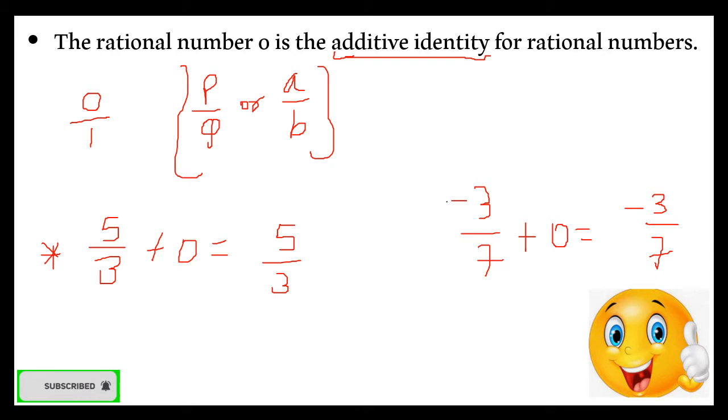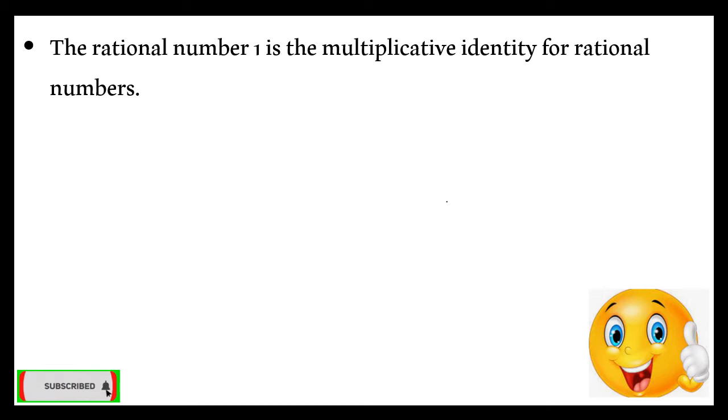Now next we have here that the rational number 1 is the multiplicative identity for rational numbers. If you multiply 1 with any rational number, that is p upon q, your result is p upon q itself.